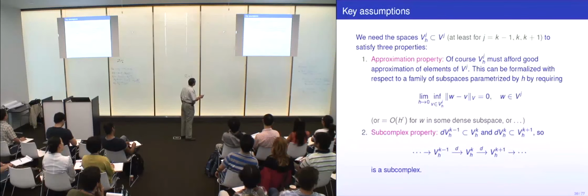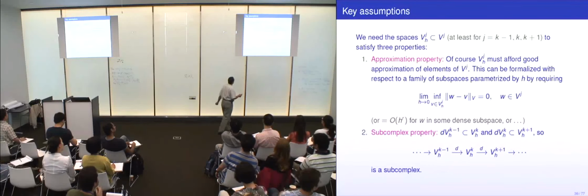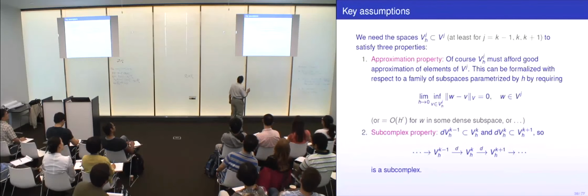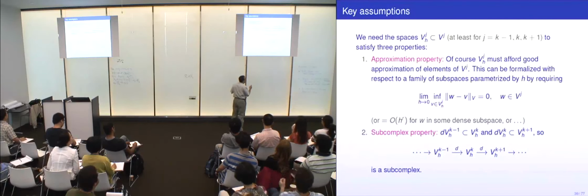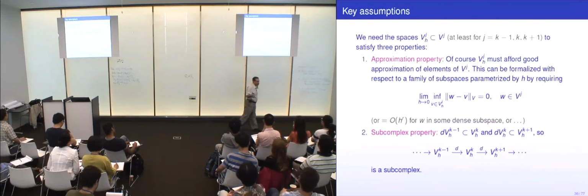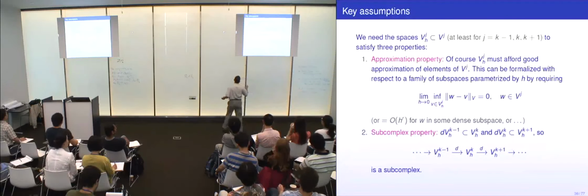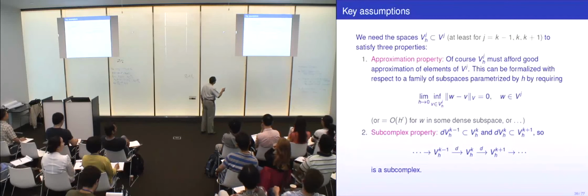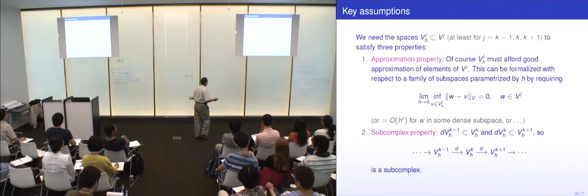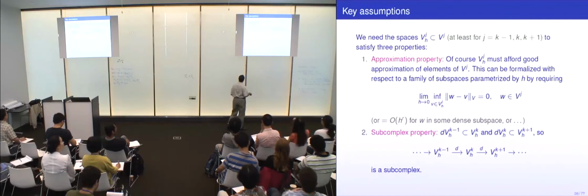So you can formulate this in many ways. An absolute minimum requirement is that for anything in the true solution space, the best approximation by something in the finite dimensional space goes to 0 with some parameter h. I don't really have a parameter h, but let's imagine we have a family of subspaces parameterized by h. We need to have approximation. Of course, this is not good enough to get convergence estimates. For that, you would assume that for W in some smaller subspace of the solutions, this is order h to the r or something like that. That's completely standard, and that will happen because we'll use piecewise polynomials of some degree r.